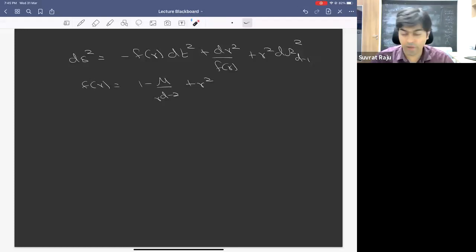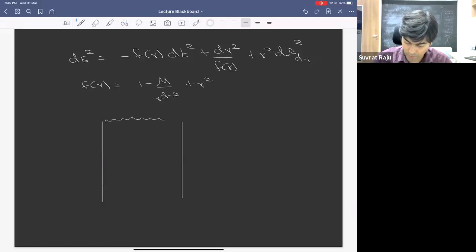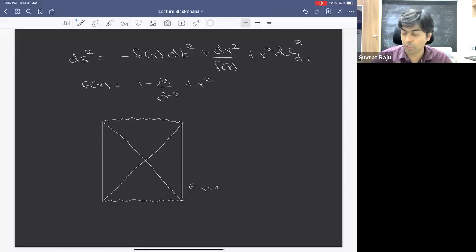And so this geometry looks like the following. It might look deceptively similar, but in fact, it's quite different in some important ways. The geometry looks like this. And this geometry has two boundaries. So this is the right asymptotic boundary. And this is the left asymptotic boundary.